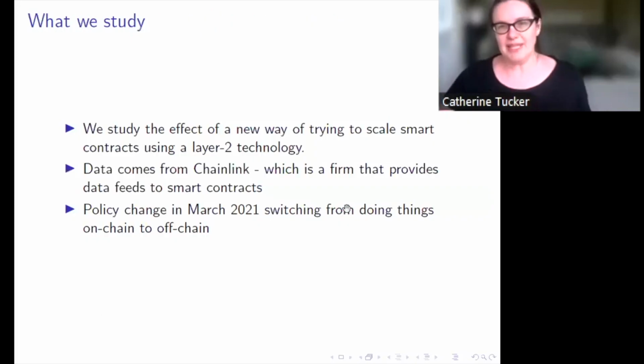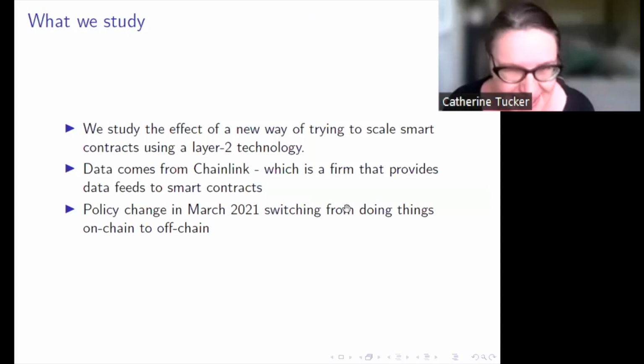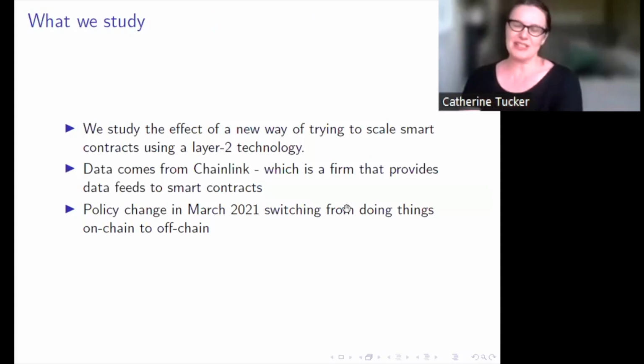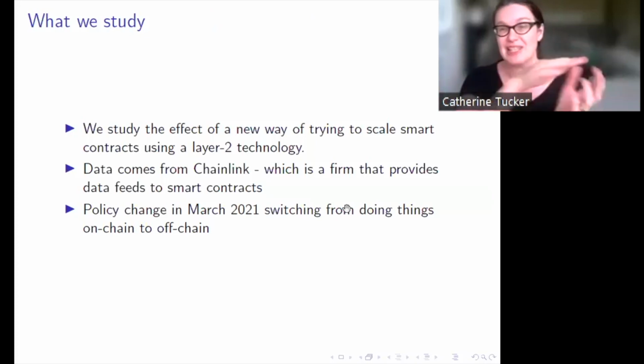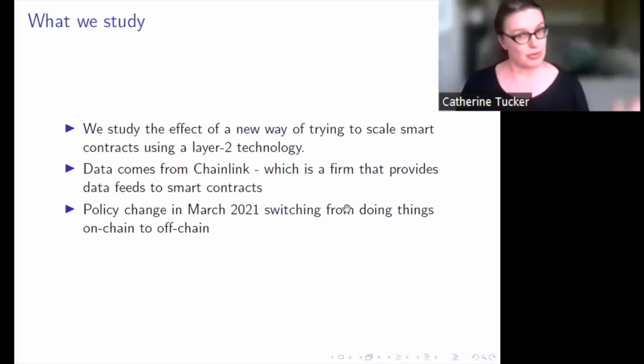And so let me get to, with the big build-up, what it is we're studying. We're going to try and study whether we can overcome some of these dilemmas. We're going to be thinking about a way of scaling smart contracts using a layer 2 technology. And what do we mean by layer 2? Well, it's a fancy way of saying we're taking stuff which is layered on a blockchain rather than being on the blockchain. So we're going to study what happens when we take some functionality out of the blockchain onto a layer 2 technology.